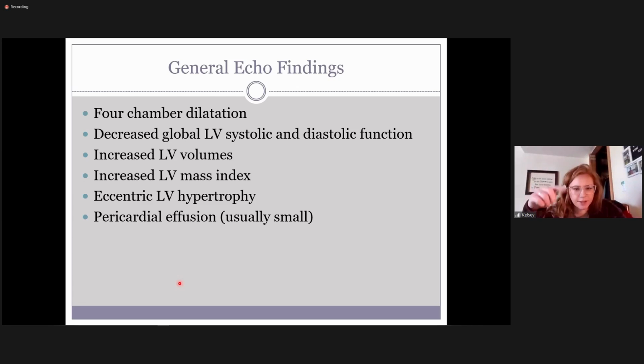Yeah, and I'm looking at the next one, the eccentric hypertrophy. I feel like that would be opposite. I feel like it would be smaller.